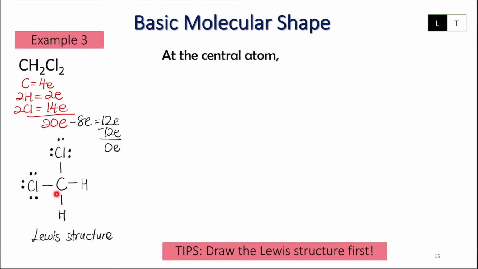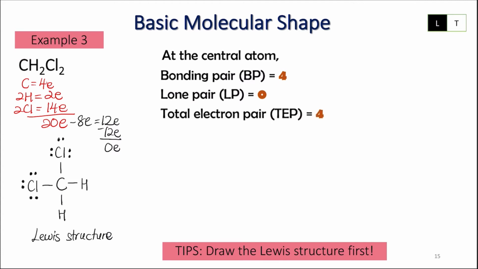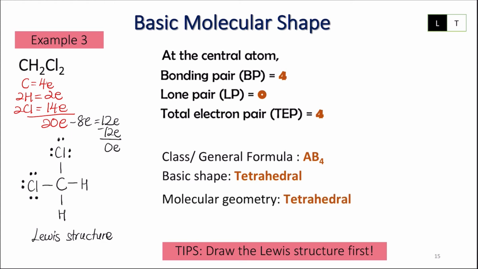So carbon ada 4 bonding pairs around it. And there is no lone pairs, so 0. The total electron pair is 4. So bila 4, kita akan dapat kelas dia AB4. Next, basic shape for AB4 is tetrahedral. Molecular geometry also stays the same. And the bond angle is 109.5.